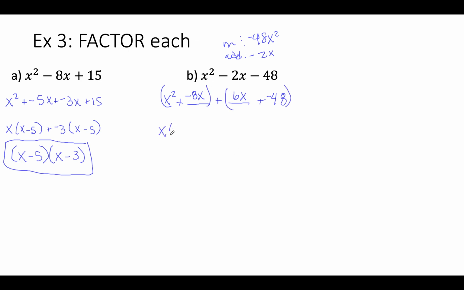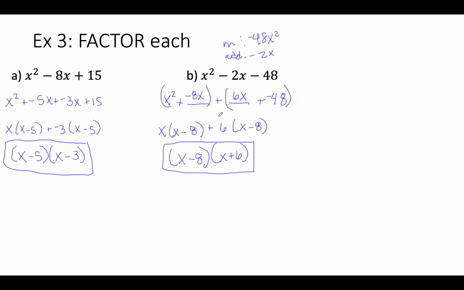So we can take an x out of this one. We get x minus 8. This one we'd want to take out a 6. We get x minus 8. So our answer would be x minus 8 times x plus 6, or x plus 6 times x minus 8.